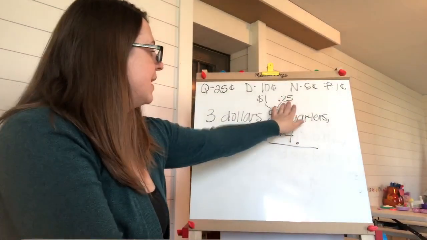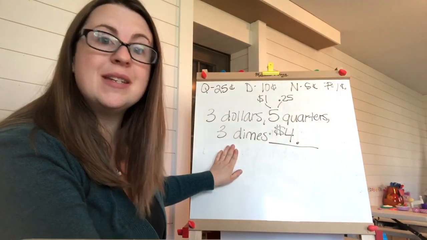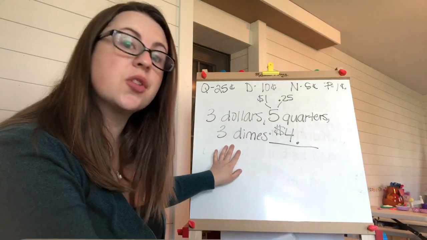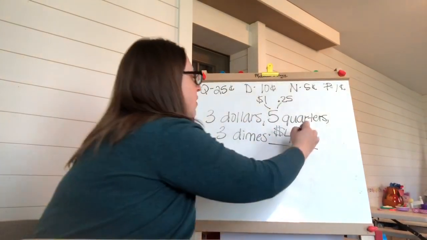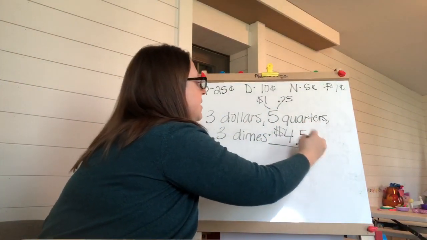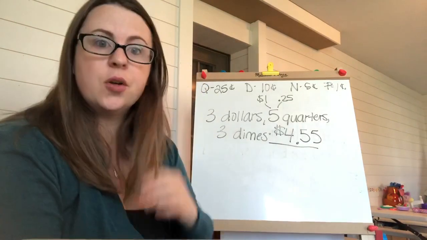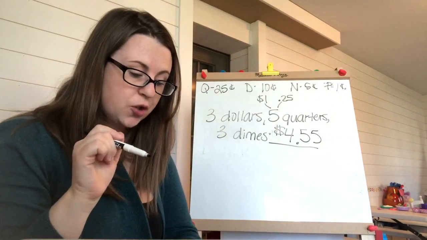Then we have our 25 cents and our 3 dimes. We know each dime is worth 10, so 3 dimes is 30 cents. 30 cents plus my 25 cents would give me 55 cents, $4.55. So that'll be a good review for you with money on page 31.